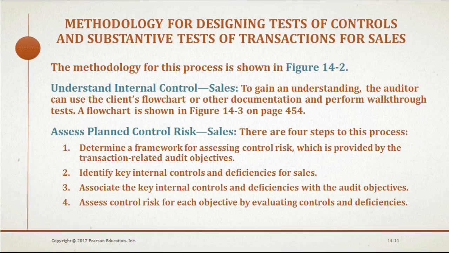There are 4 steps to the assess and plan control risk process. These are to determine a framework for assessing control risks, which is provided by the transaction-related audit objectives. Identify key internal controls and deficiencies for sales. Associate the key internal controls and deficiencies with the audit objectives, and assess control risks for each objective by evaluating controls and deficiencies.